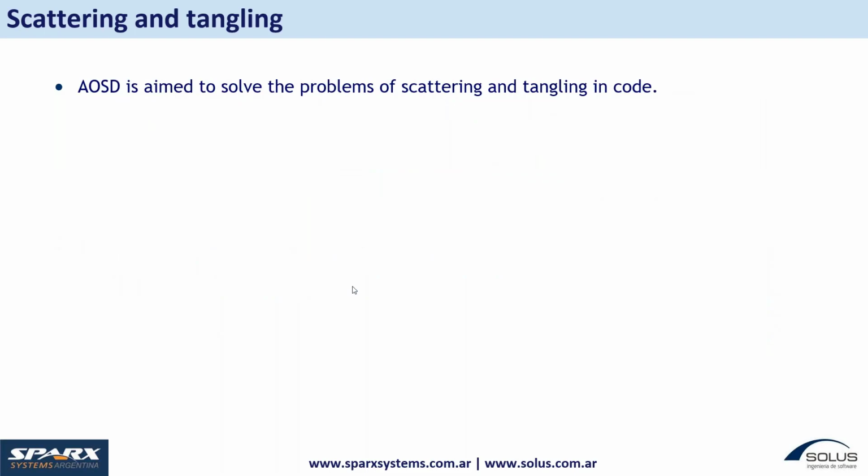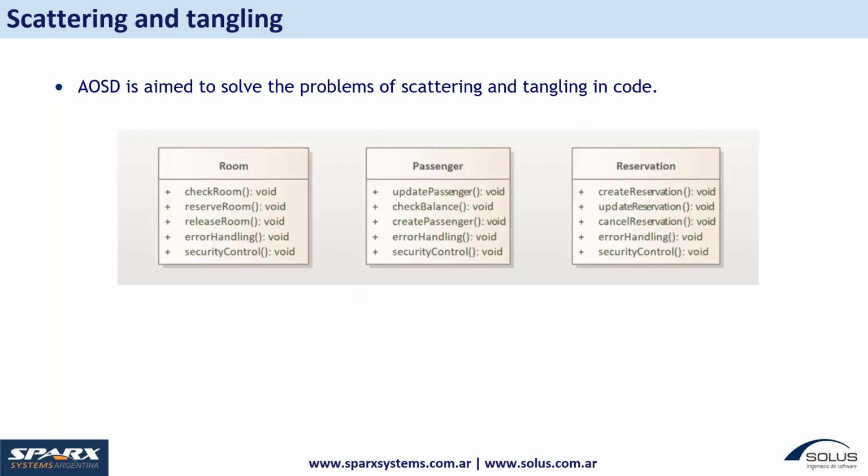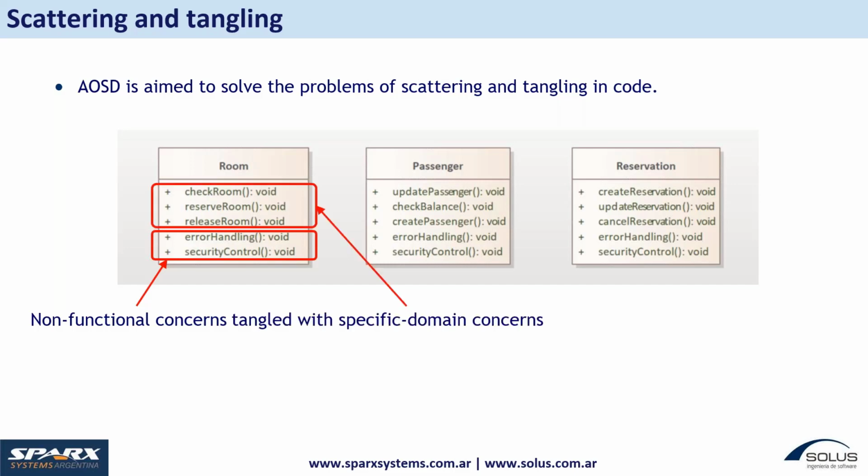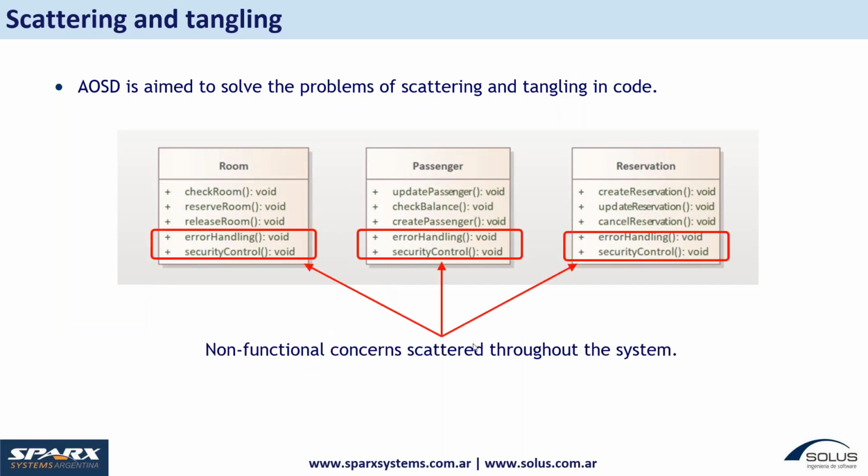Well, the problem, as I told you, is how to solve the scattering and tangling that we have in code. Imagine that we have different classes with different methods. And in these classes, we have two kinds of methods. Some methods belong to the problem domain and other methods do not belong to the problem domain. In general, they are called non-functional requirements or non-functional methods. In this case, these non-functional concerns or methods are tangled with the specific domain concerns. But they are not only tangled, they are also scattered throughout the whole system.